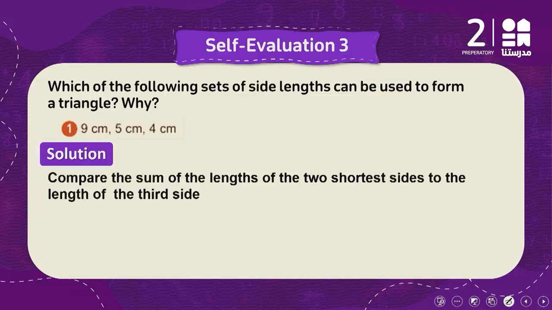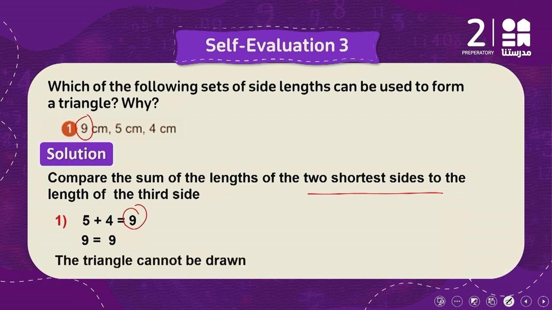9, 5, and 4. Let's add the smallest two as we said before. If you add 5 and 4, which is the sum of the two shortest sides, 5 plus 4 is 9. This sum is equal to the third one. So no, you can't draw a triangle using these three sides, as they are equal.